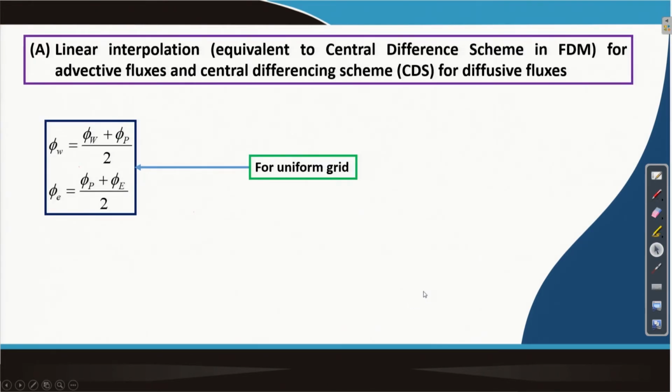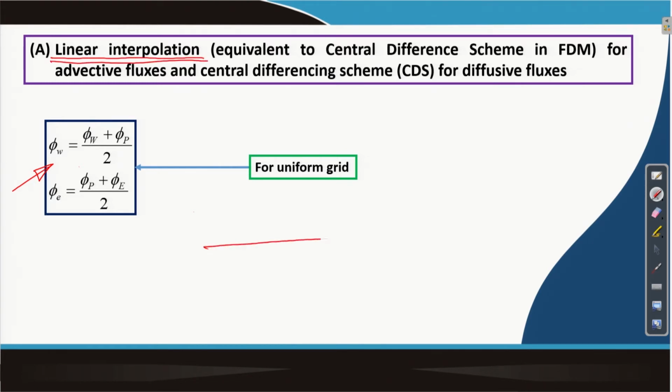So, we were talking some time back as to how we should define the phi values at the east and west interfaces, because as we said, these are not known to us ad hoc. There could be different techniques, different schemes by which we define these values at the interfaces. So, we are testing the first such technique here, which is the technique of linear interpolation.